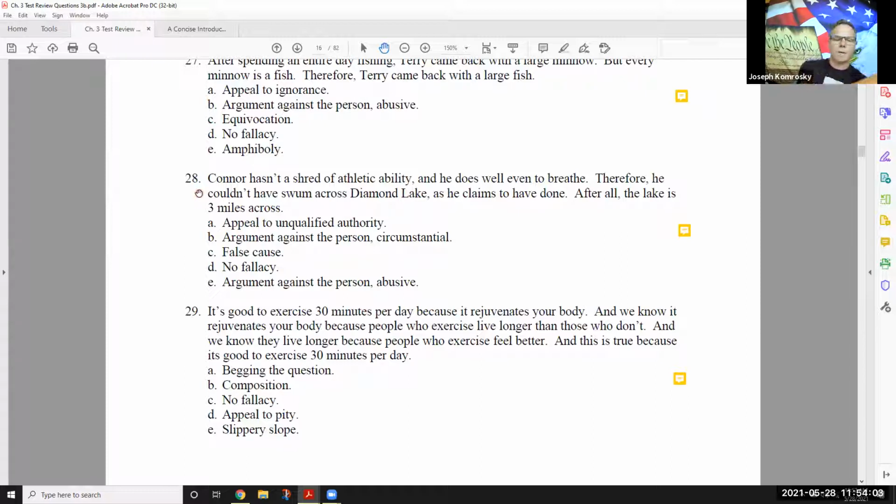28, Connor hasn't a shred of athletic ability. He does well even to breathe. Therefore, he couldn't have swum across Diamond Lake as he claims to have done. After all, the lake is 3 miles across. This one is no fallacy.